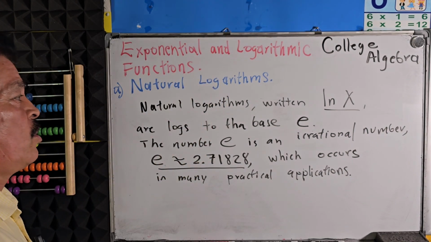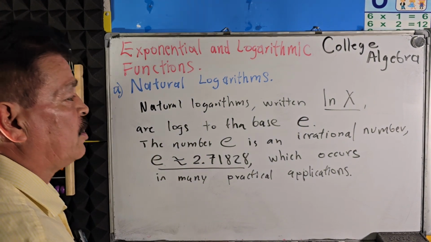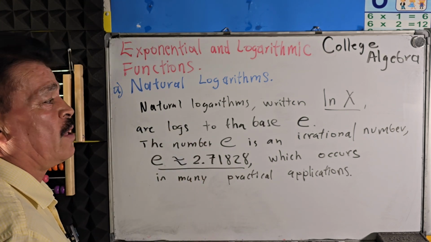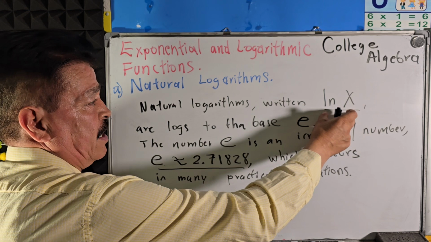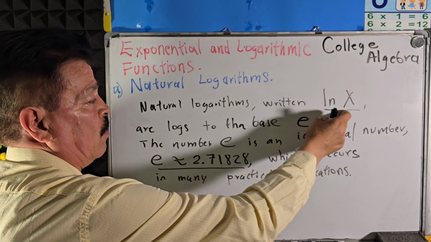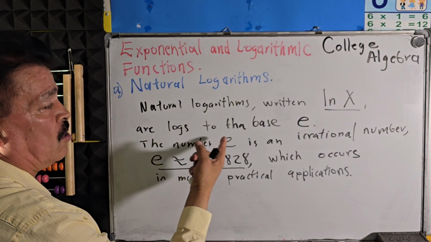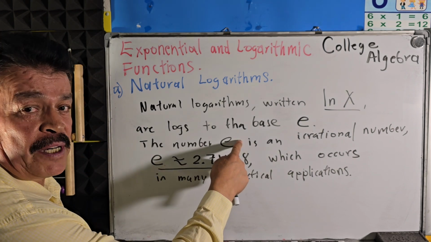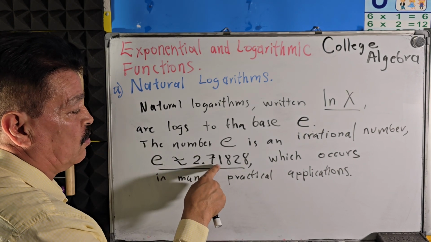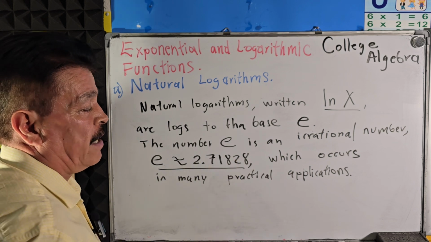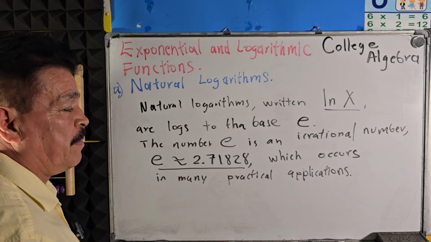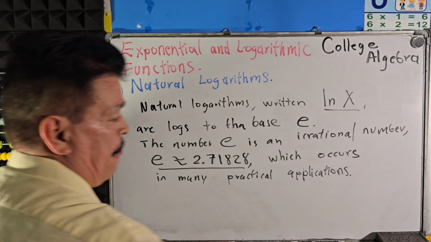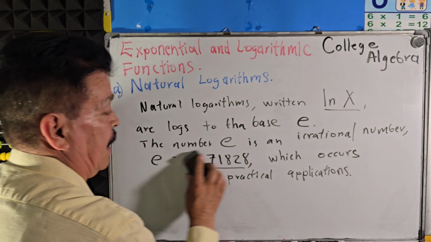All right, so this is very important. Understand what I mean. This is actually the concept of natural logarithms. So you see the symbol like this, natural logarithm of x. So these are logs to the base e. The number e equals 2.71828. Okay, this occurs in many practical applications, in many problems. So this is the main concept of the class.